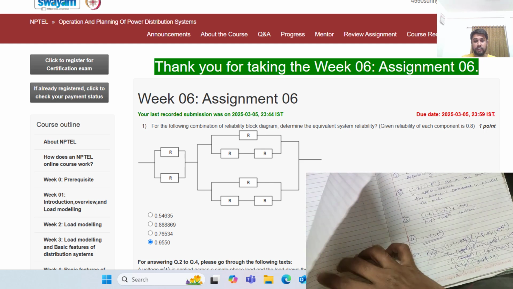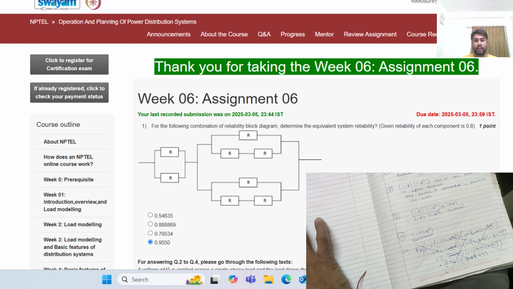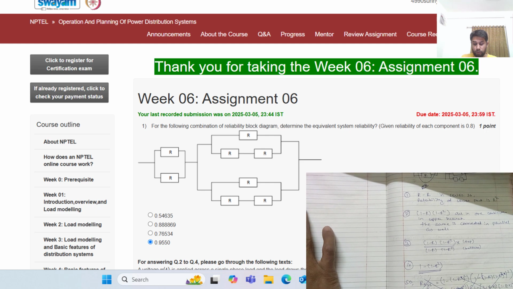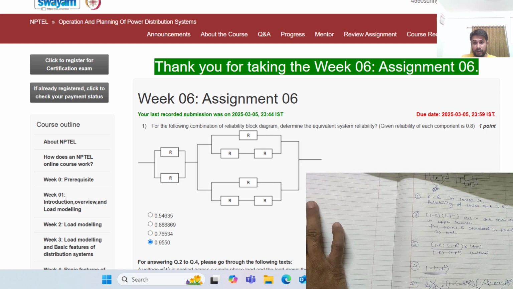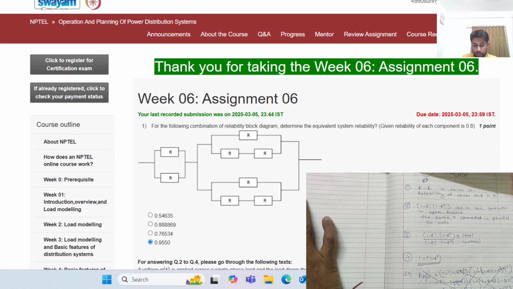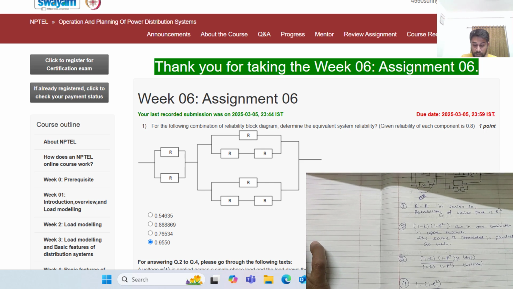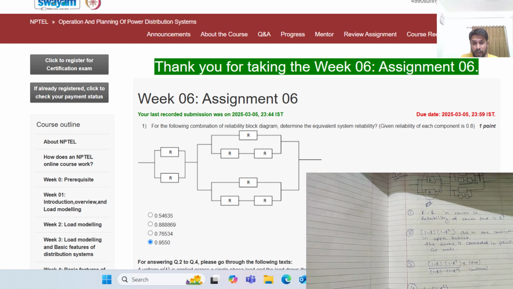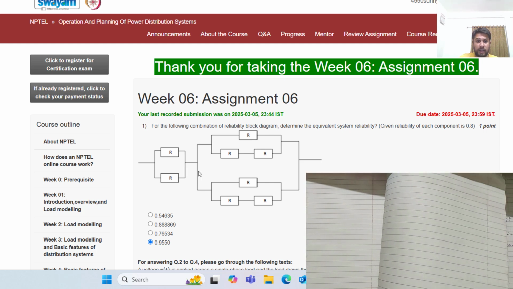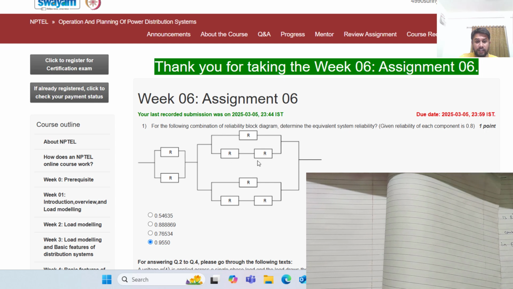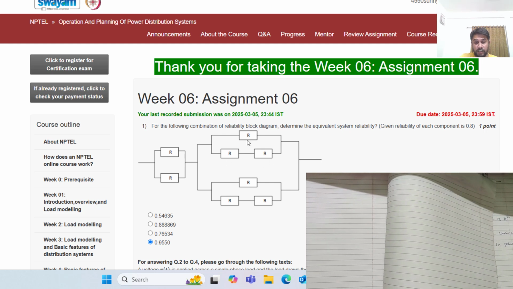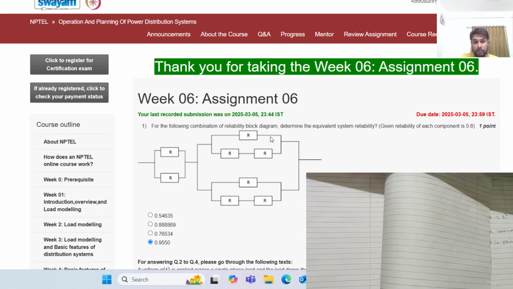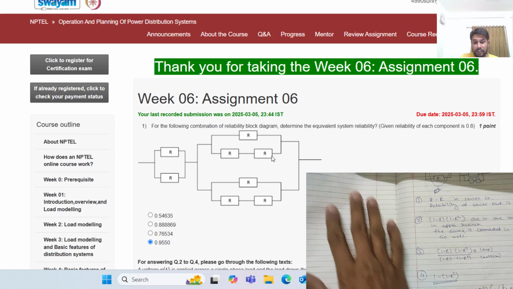Here the first figure is given and we have to find out the equivalent reliability of the system. For each component you have to consider 0.8 as the given reliability. First of all, the two R's are connected in series, so the reliability is R square, which is again connected in parallel to this branch R, so it is 1 minus R and 1 minus R square.